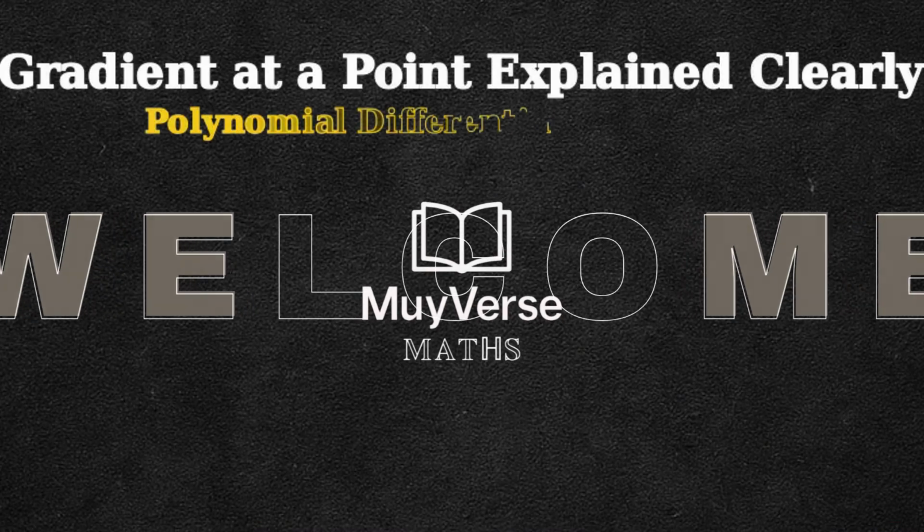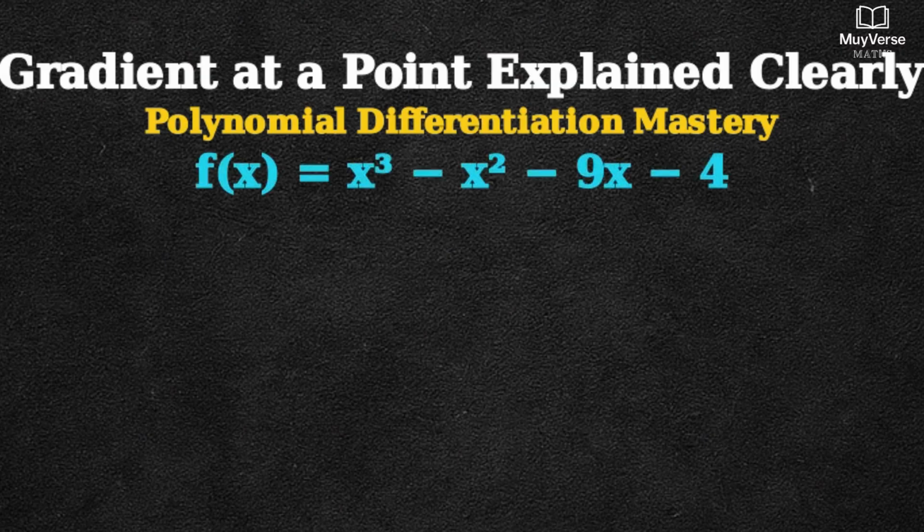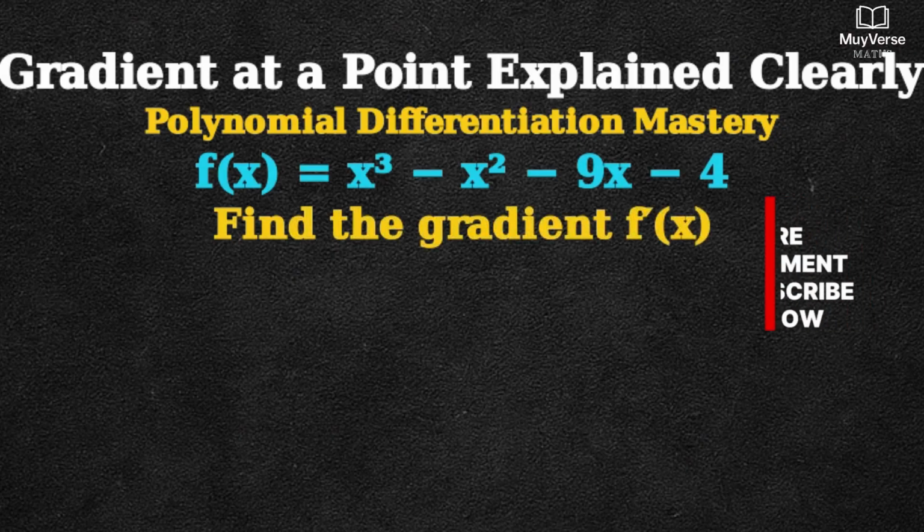Gradient at a Point Explained Clearly. Polynomial Differentiation Mastery. Question: f of x equals x cubed minus x squared minus 9x minus 4. Our goal is to find the gradient function, also called the derivative, of this polynomial.